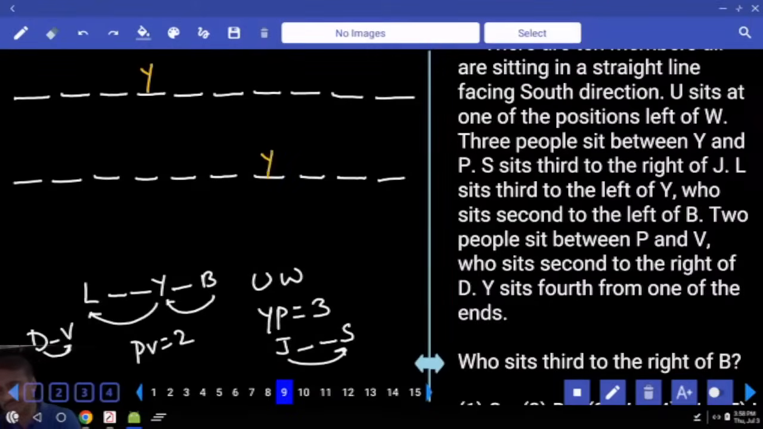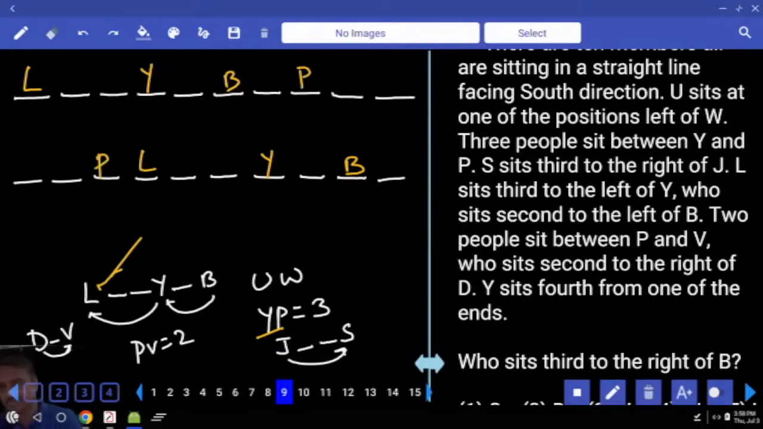Now if Y is here, then in the first case L is here. We are taking this information. Now between L and Y, how many people? 2 people, Y and B. We are done with this information. Then between Y and P, how many people? 3 people, 1, 2, 3. Here in this case, P is here.